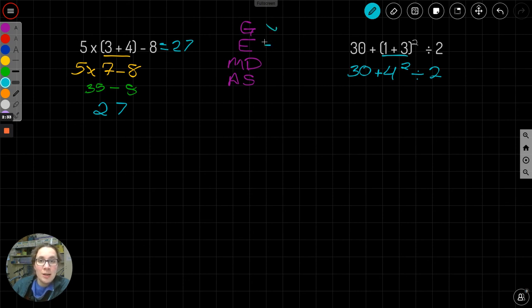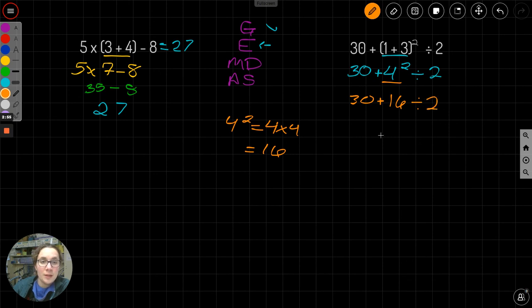Now we need to do exponents. We have an exponent, so let's go ahead and do it. This one right here. 30 stays the same. 30 plus, what is 4 squared? Well, 4 squared equals 4 times 4, which equals 16. So that's 16 divided by 2. That was that, so check off that, check off that.